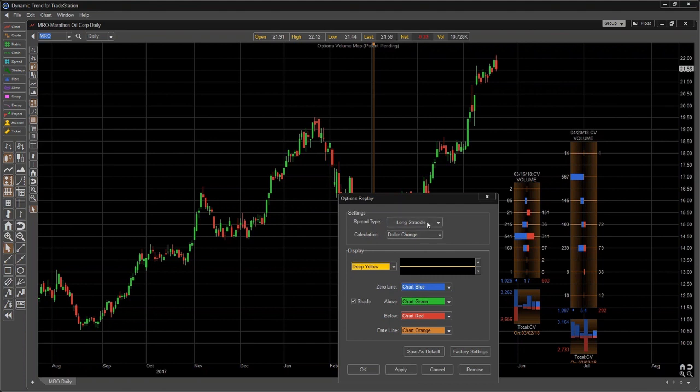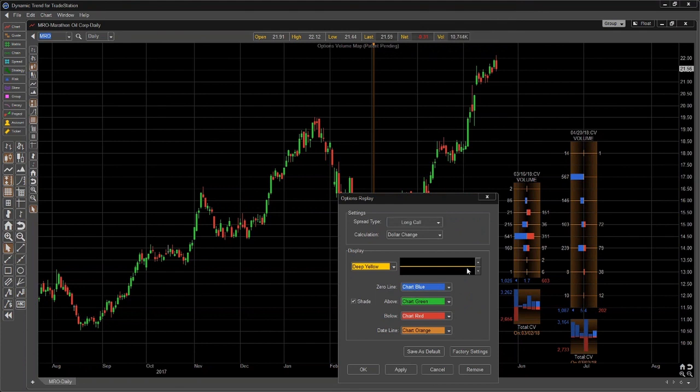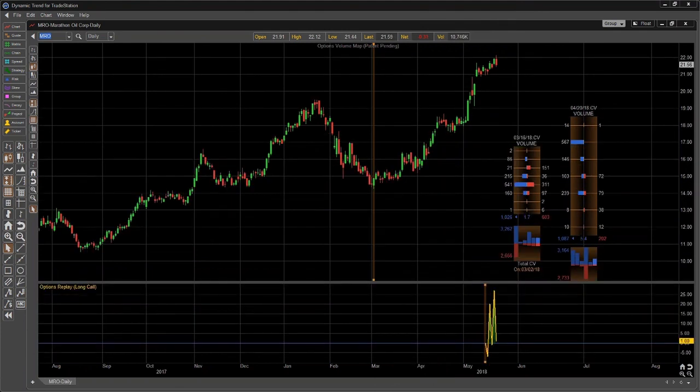It defaults to a long straddle, but let's just say we were to buy a long call. In our program, we pre-build these spreads for you. You don't have to know what a long iron condor is. We pre-build these spreads for you. But long call, pretty easy one. We're going to set this to a long call, and that's going to give us this study here at the bottom.